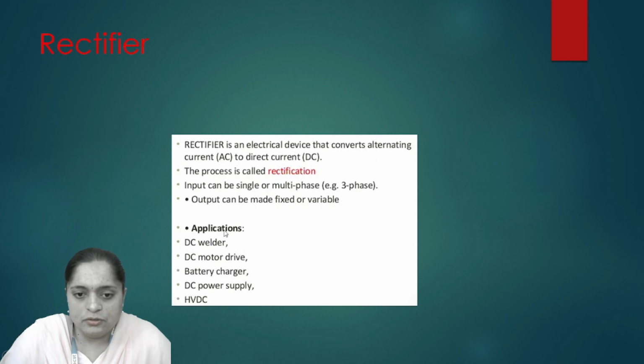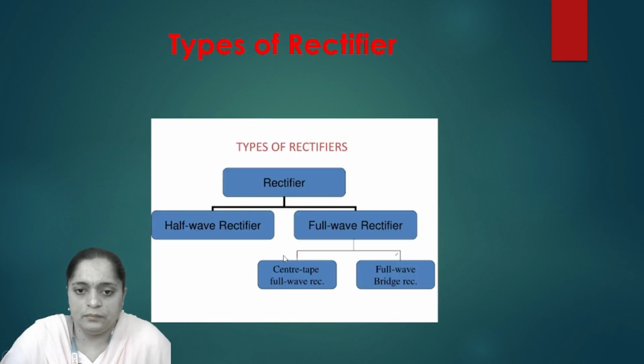Different applications of rectifier are DC welder systems, DC motor drives, battery chargers, DC power supplies, and HVDC systems. In these particular systems we can apply the rectifier. This is the flow chart representation of the types of rectifier: half wave rectifier, full wave rectifier, center tap full wave rectifier and full bridge rectifier.